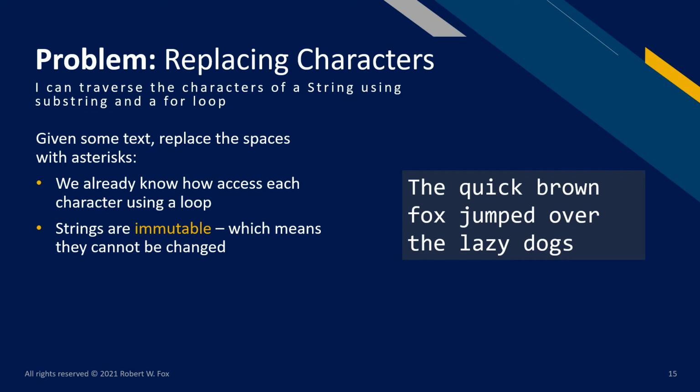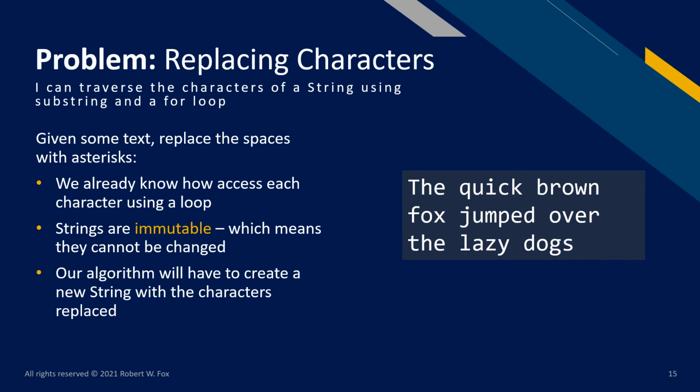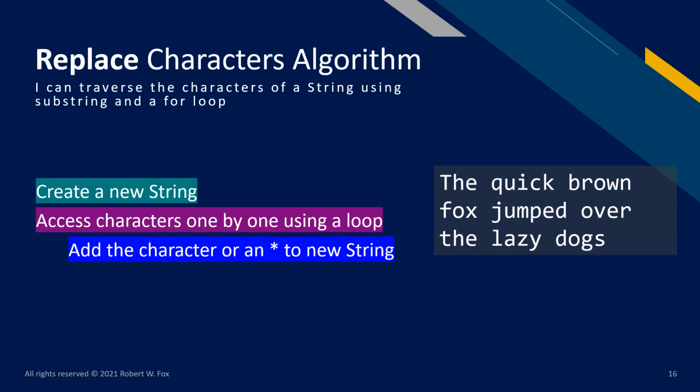They're immutable. Now, immutable is probably a new word for you, but mutable comes from the word mutate, which means change, and immutable means it cannot change. So we can't actually go through our string and change the characters. Instead, our algorithm is going to have to create a new string and put all of the characters, including the ones we want replaced, in it. Let's take a look at the algorithm.